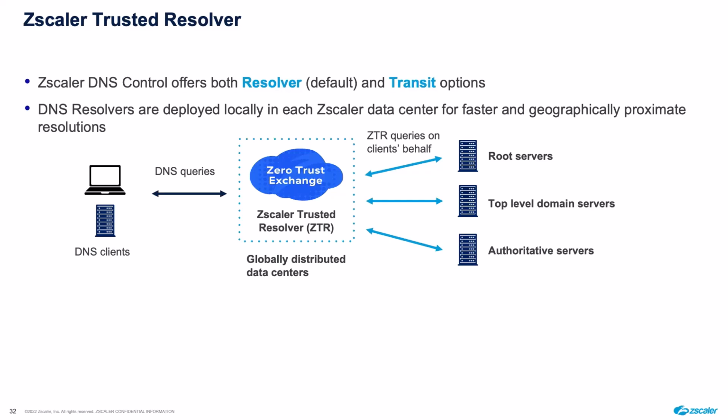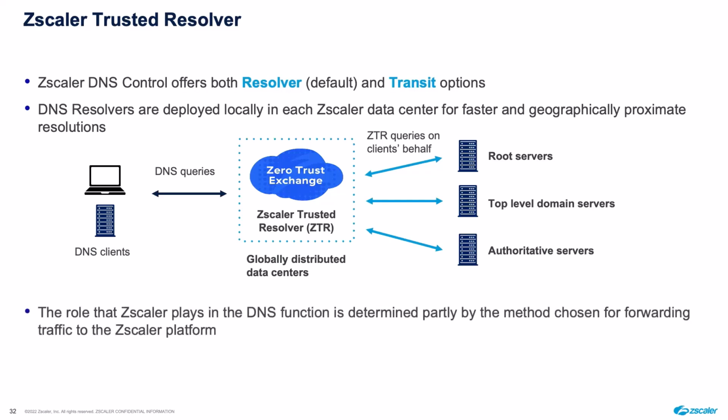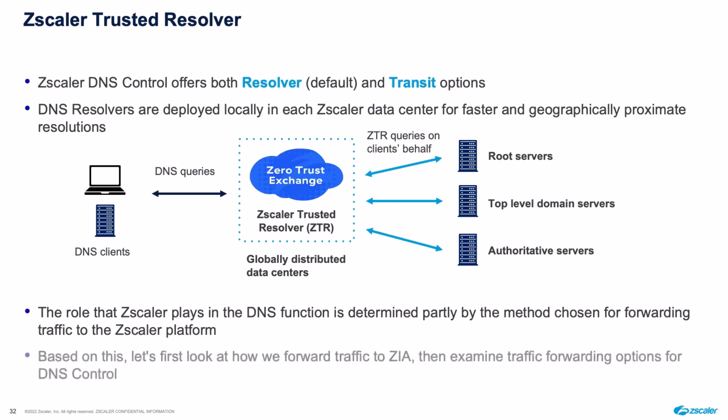And Zscaler behaves as a recursive resolver by talking to root servers, authoritative servers, and all TLD servers on behalf of the end user. Here, the role that Zscaler plays in the DNS function is partly determined by how you're forwarding the traffic onto the Zscaler platform. So based off of this, let's look at a couple of things on how you could forward the traffic to ZIA, and then look at what the impact is depending on which type of traffic forwarding scenario.